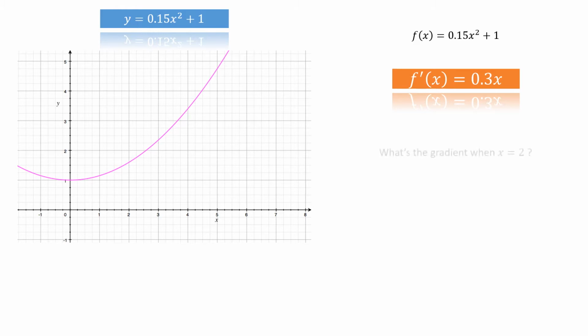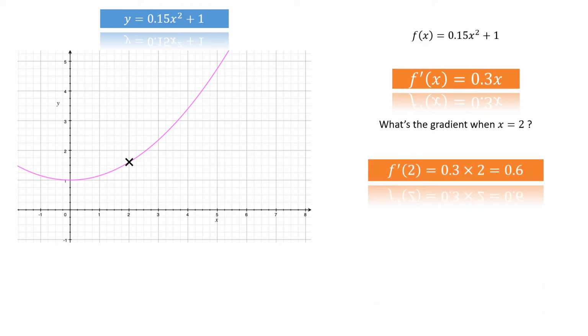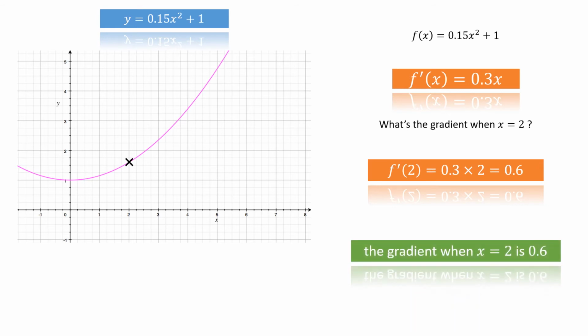For instance, we may be asked, what's the gradient when x equals 2? In other words, we're asking for the gradient on the curve at this point. Now, following what we said earlier on, all we would have to do is let x equal 2 inside our derivative function. That's f dash of 2. And that's equal to 0.3 times 2, which is 0.6. And that's it. The gradient of the curve at that point is 0.6.